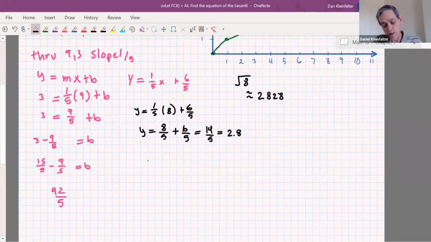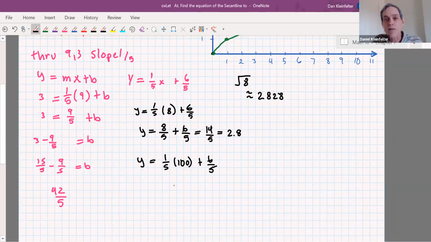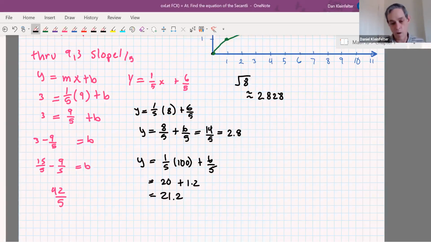But what if I wanted to try to use it for the square root of 100? Well, let's try. We have 1/5 times 100, that would be our x value, plus 6/5. The square root of 100 is 10, so 1/5 of 100 is 20. 20 plus 6/5, 6/5 is 1.2. So that would be 21.2, right? Which is pretty far off from 10. So that's the thing, is that the approximation is not as good further away from where we built the approximation. So I'm going to bring up another.